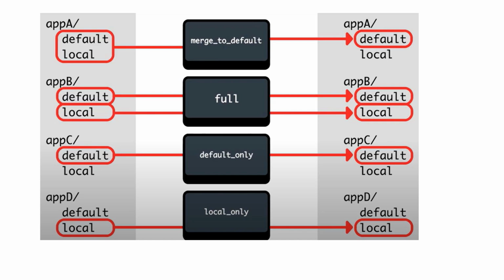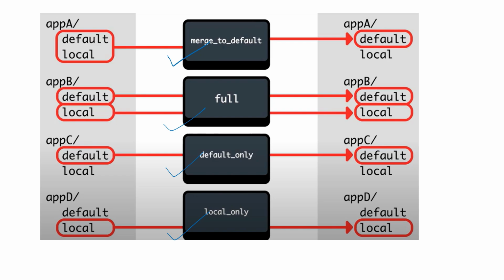So as you can see, these are the four kinds of deployer push modes. The first one is merge to default, the second one is full, the third one is default only, and the fourth one is local only.